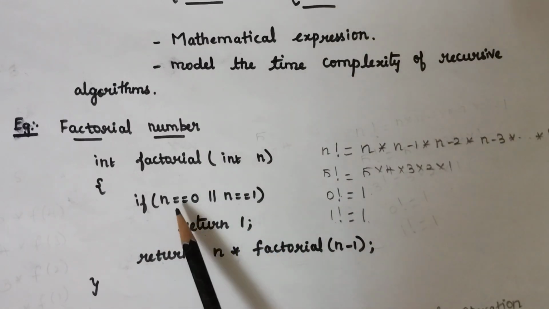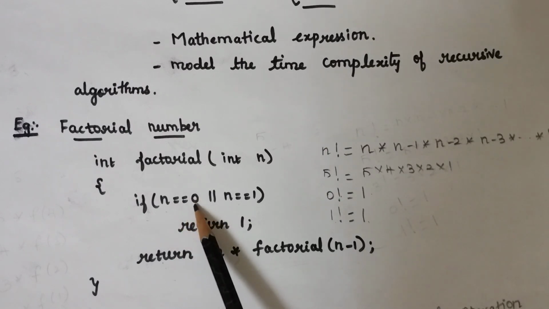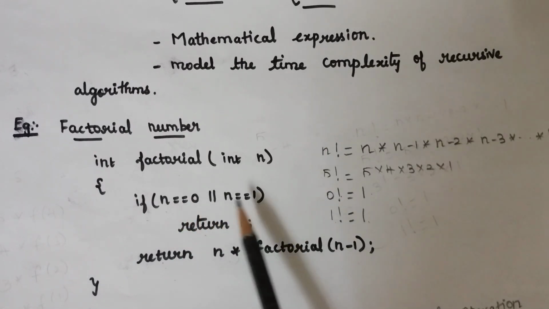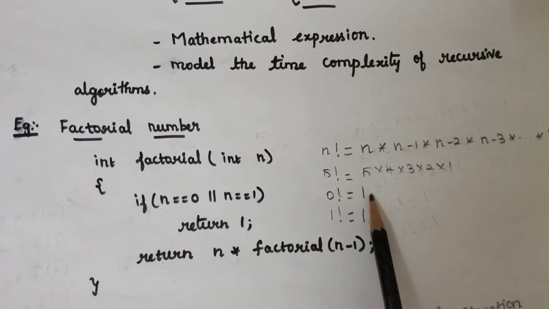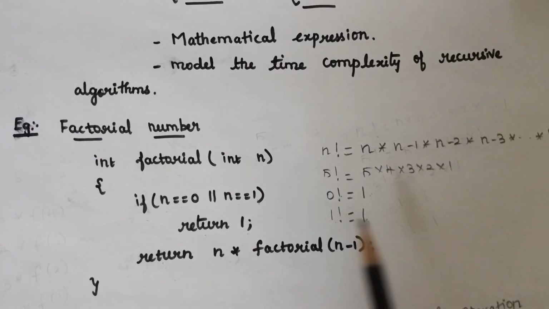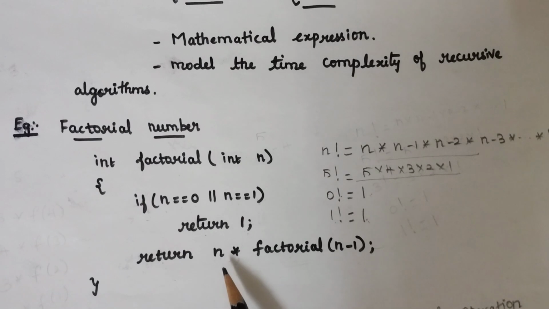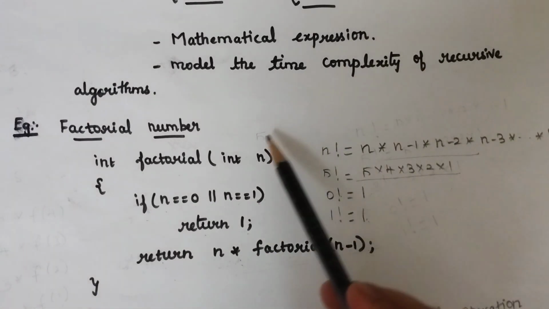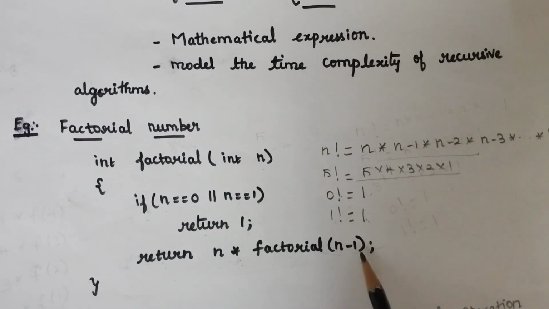If you check here, we are first checking the condition on n, that is, whether n is equal to 0 or n is equal to 1. If n is 0 or 1, then it should return the value 1, because we know the factorial of 0 and 1 is 1. Otherwise, you need to use this formula, which is written here: n into factorial of n minus 1. That means n into, again you are calling this method, and you are checking for the previous value, n minus 1.